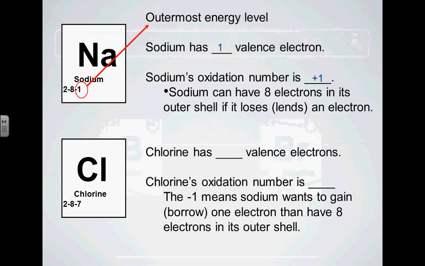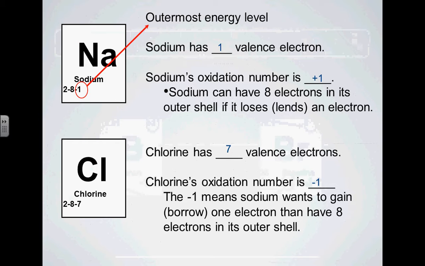Let's look at chlorine, for example. How many valence electrons in chlorine? 7. Okay. So does it have extra electrons or missing? Missing. Yeah, and what does it want to get up to? 8. So what's its oxidation number? Minus 1. How many electrons is it missing? 1. It's minus 1. It has to get 1 electron to get up to 8 to make a full outer shell and be happy.